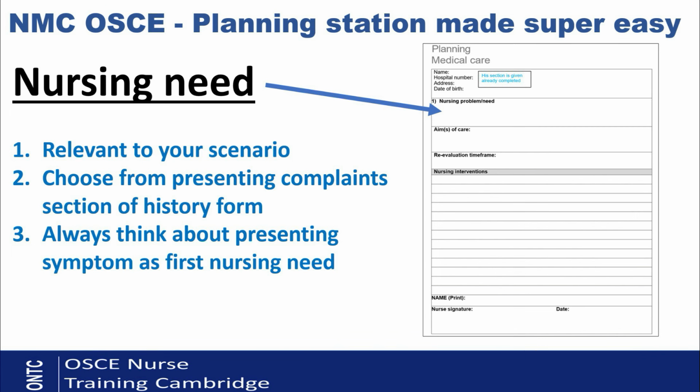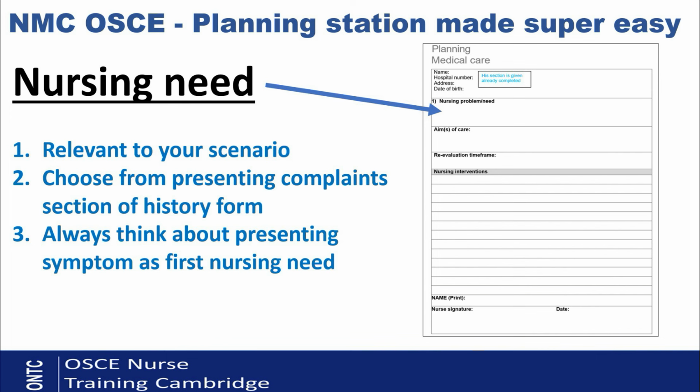So how do we make sure that we are correct in this section? First thing is, I already told you, the nursing need has to be relevant to your given scenario, to the patient you have met in assessment. Second thing is, the best thing is to choose 2 nursing problems from the presenting complaint section of your patient history form, because your patient history form from assessment station is given back to you in this station. So you will go to that page of presenting complaints and you will choose 2 relevant complaints or problems for your patient.